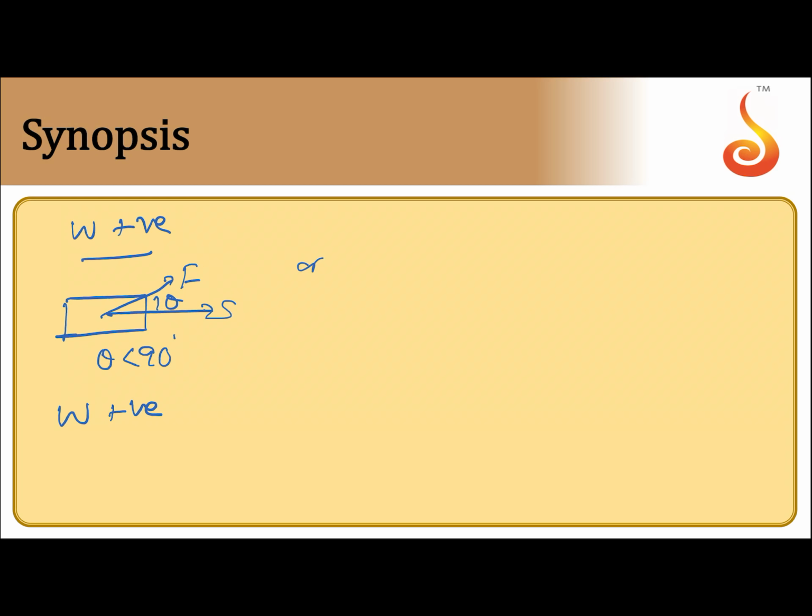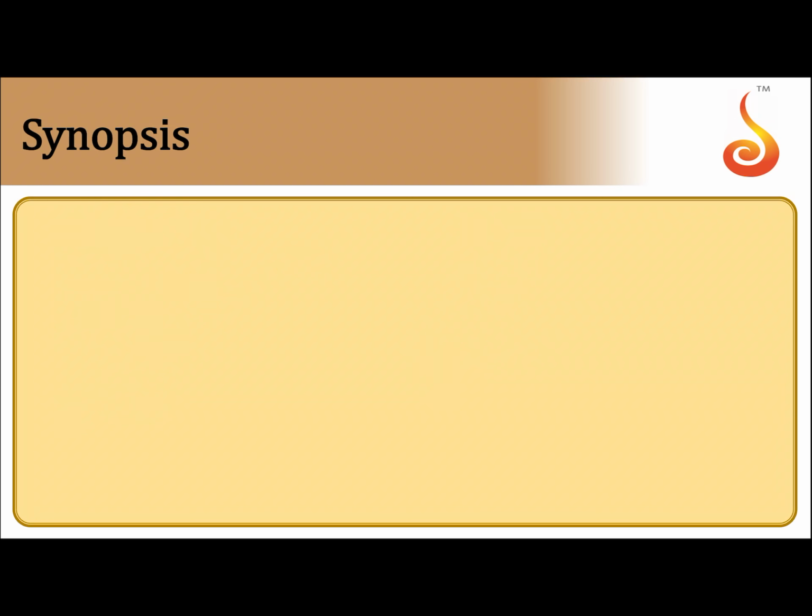Or if I consider an object which is falling under gravity, and the displacement is in the downward direction. So work done by gravity is positive because both of them are along the same direction. So work done is positive in this case.